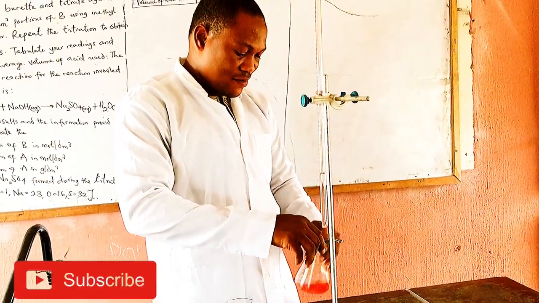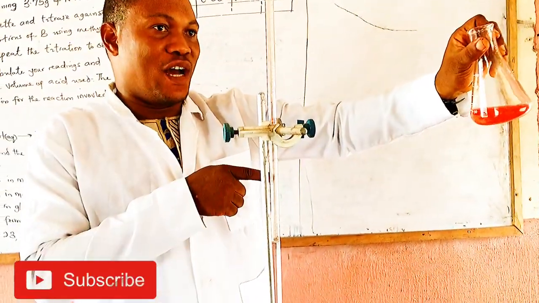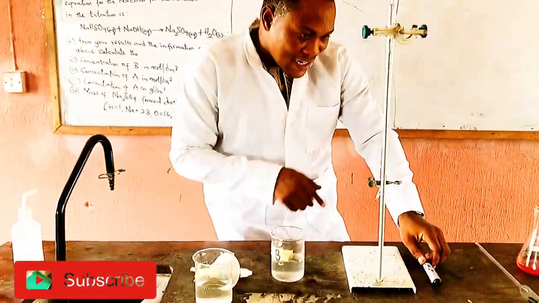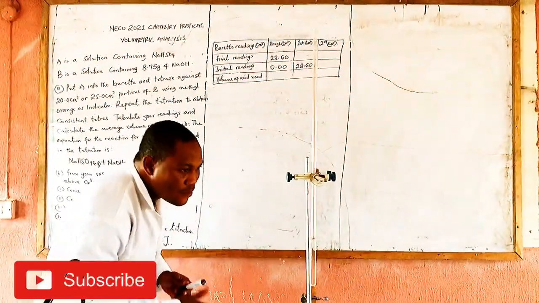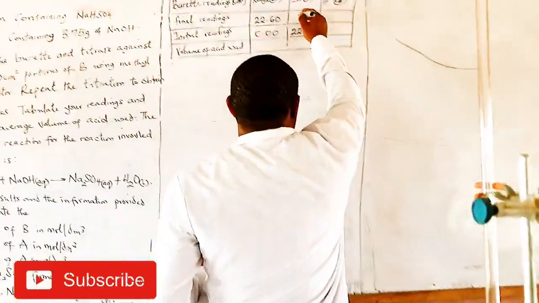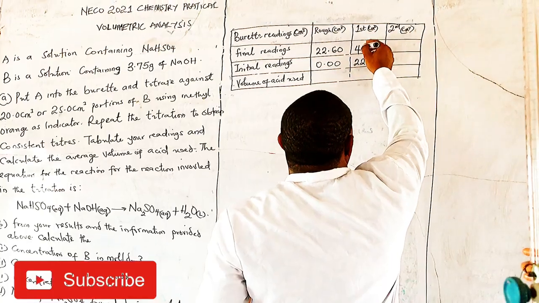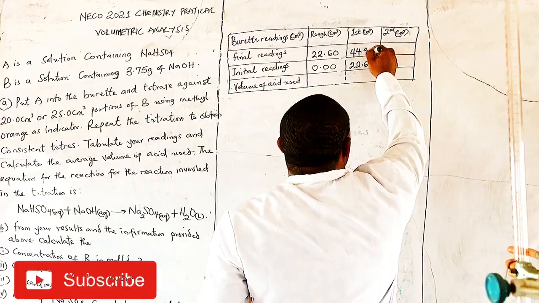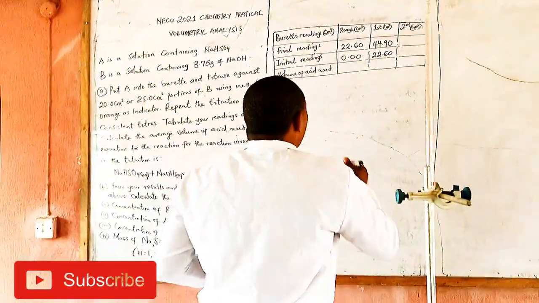Can you see that now? Can you see now? The color changes from the yellow. Can we see that? There's a color change already. So I'll take my reading for my burette. That's 44.90 already.